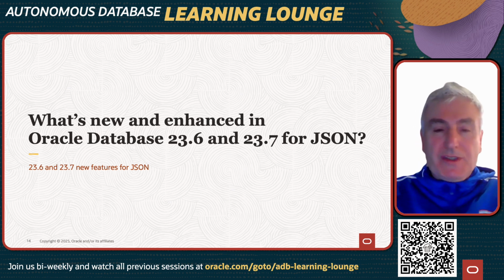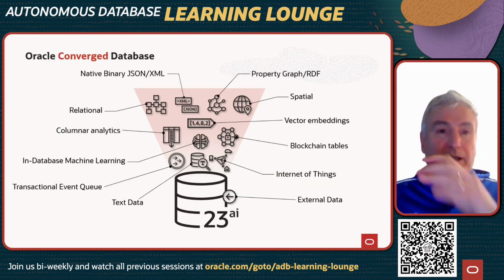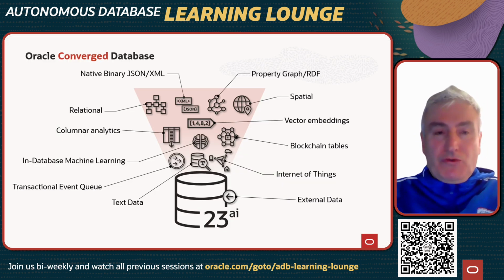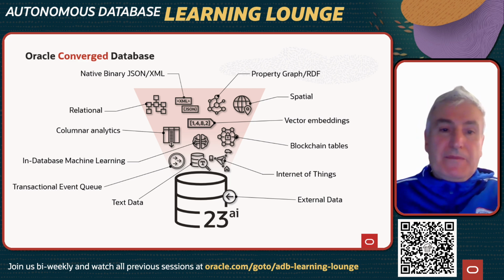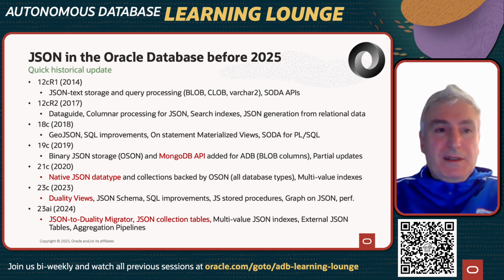Let's start with what is new with 23.6 and 23.7 for JSON. And probably looking at the whole database, which we call converged database, we all know that we cover almost every possible data type. Even in the Oracle database, there is a data type called the ANYDATA type, and the JSON data type is something that was created as a native data type with Oracle 21c, actually 20c, which was merged into 21c.